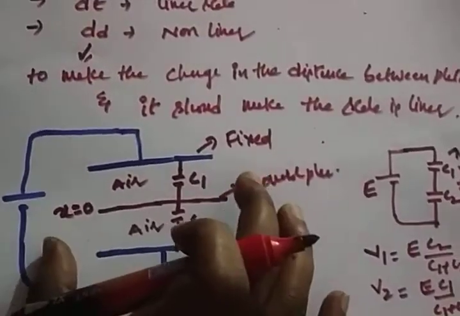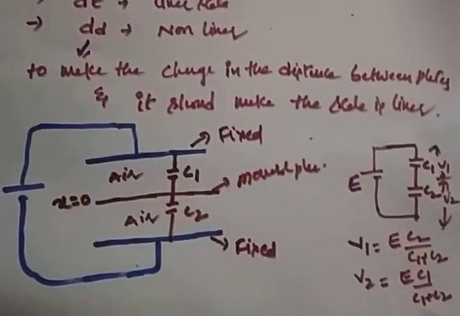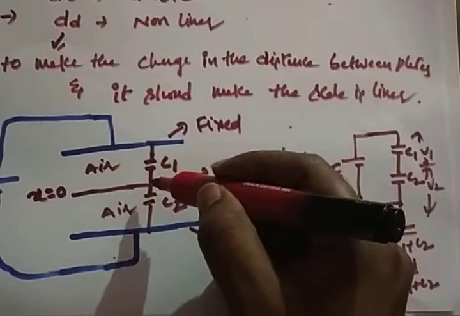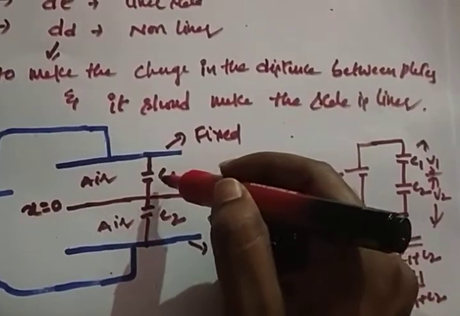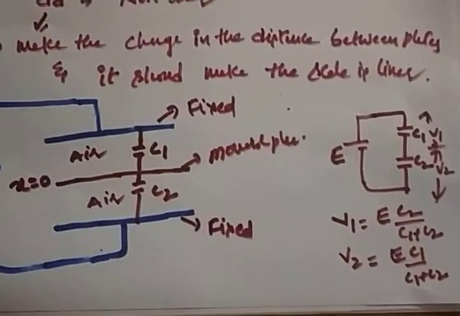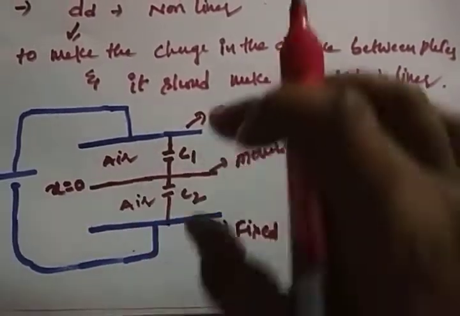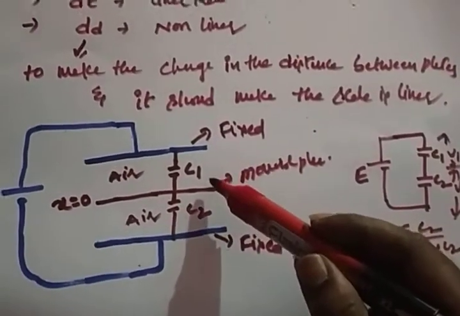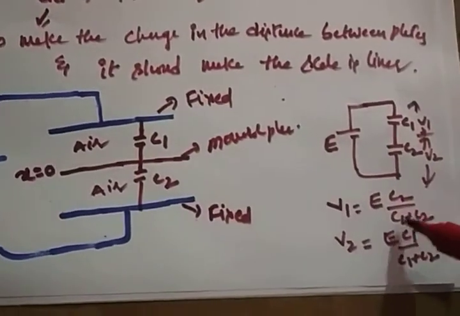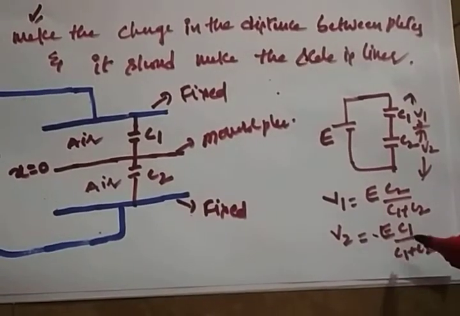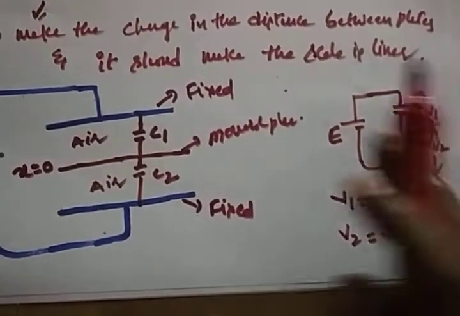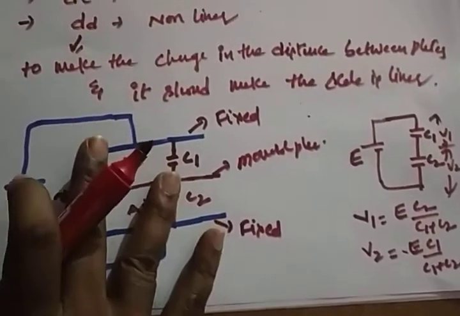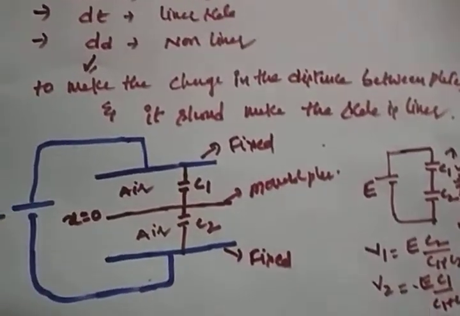Now your position is at the 0 position, right? There will be a capacitance formed. So what is that capacitance? C1, C2, right? So now you are finding the voltage across the capacitances. V1 is equal to E into C2 by C1 plus C2. V2 is equal to E into C1 by C1 plus C2. Alright. Now the position of our displacement is 0.